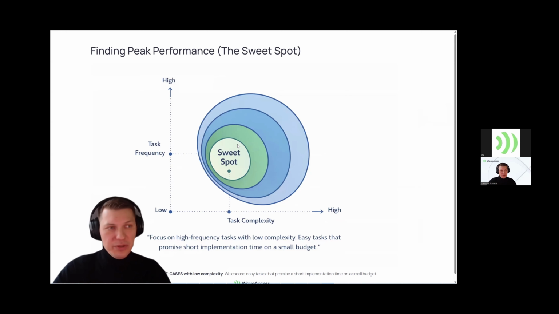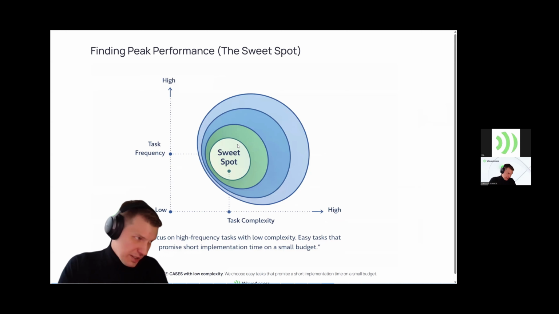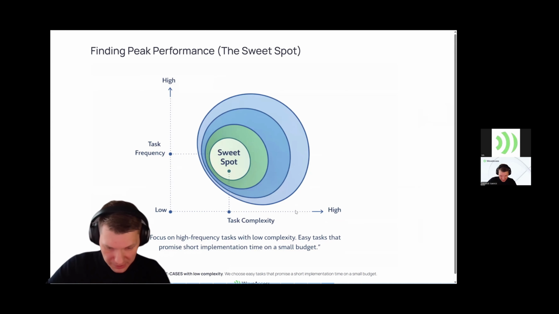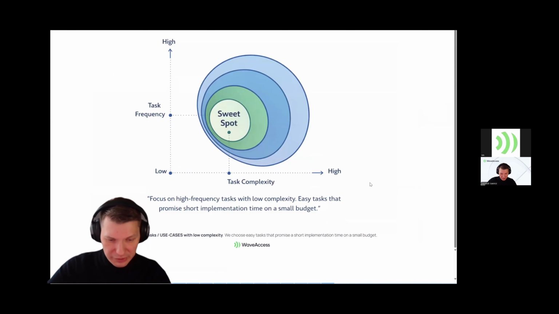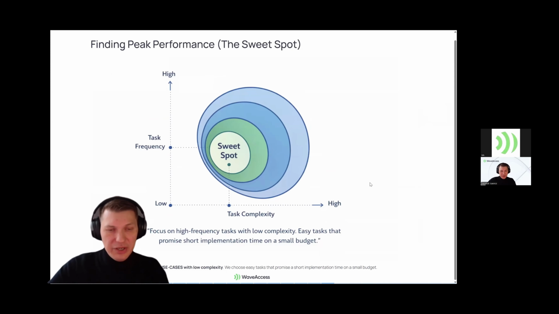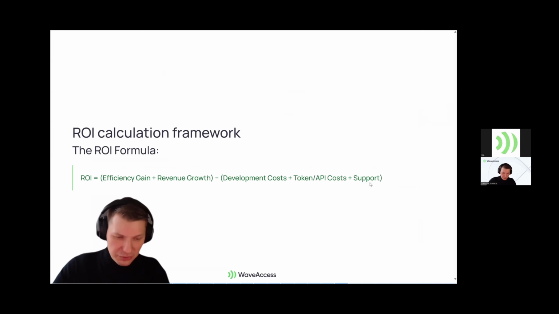And this is our approach: we find first people, second use cases, and a use case which is frequent, not very complex, and easy to implement also. We also keep in mind the budget for implementation. An easy to implement, frequent task, we start with first. And by doing this, we can simply calculate the return on investment.